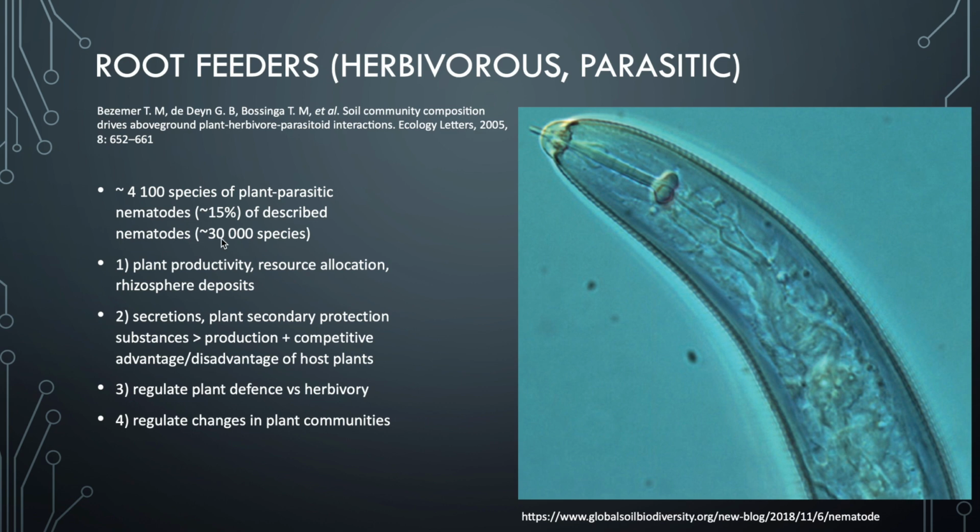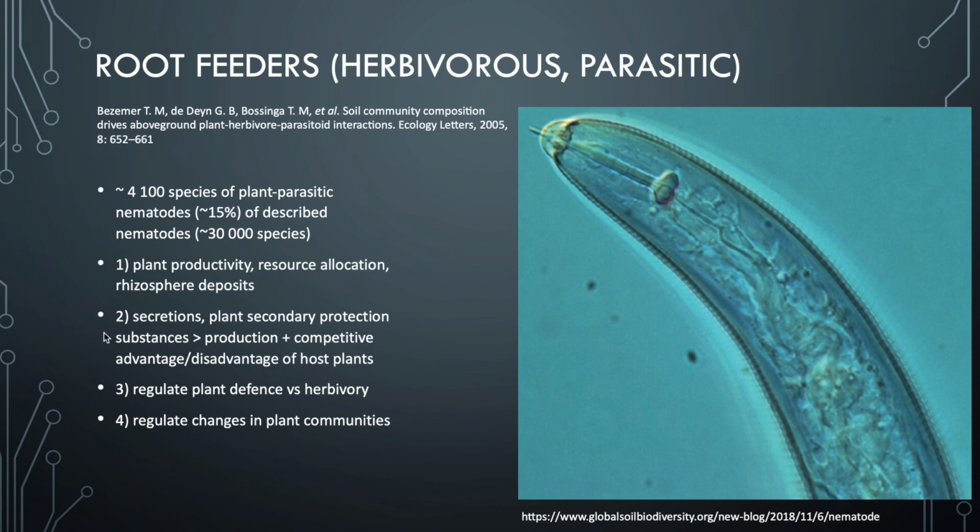Out of 30,000 so far identified or classified nematodes, about 4,000 species are plant parasitic, and that constitutes about 15% of all the described nematode species in the soil. Obviously, plant parasitic nematodes are not a huge number in comparison to the extensive population of nematodes in the soil. But they do affect plant productivity as well as resource allocation. That means exudates being allocated from the plant to the nematodes, as well as rhizosphere deposits. So what does the plant put out as a result of having a root-feeding nematode on its roots?